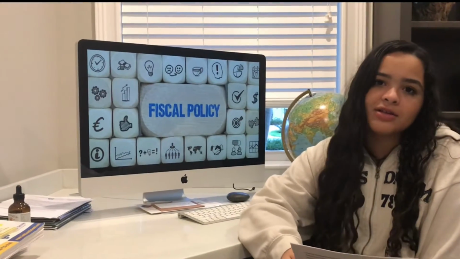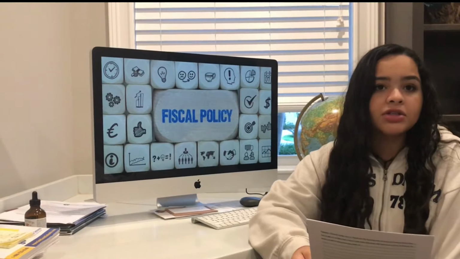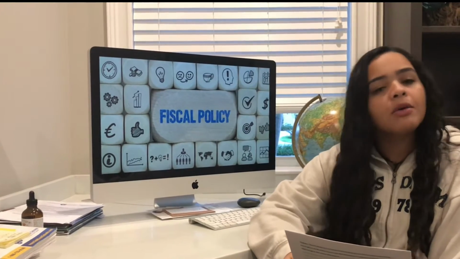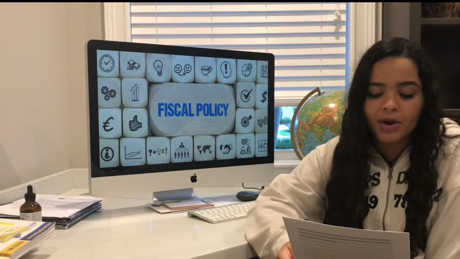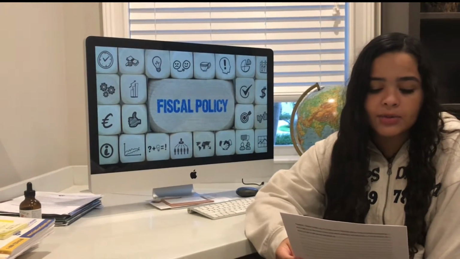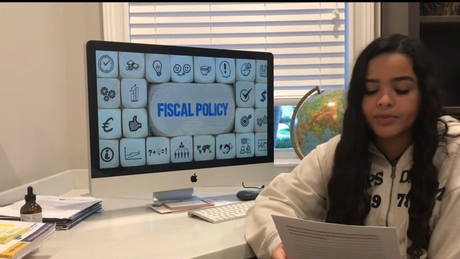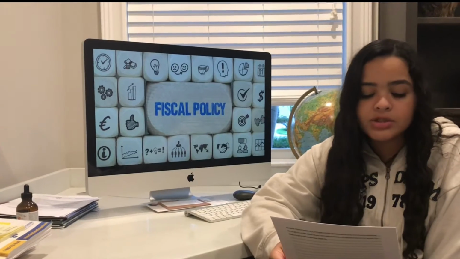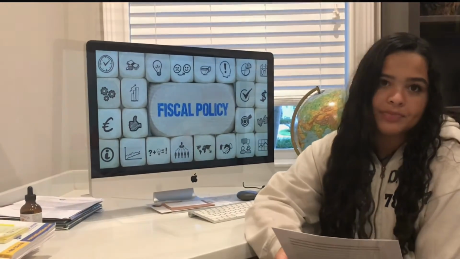To begin, let's start off with fiscal policy. Fiscal policy is used in order to shift the aggregate demand curve. Now, why would the government want to shift the aggregate demand curve, you may ask? This is primarily because it wants to either close the recessionary gap, which is created when aggregate output falls below potential output, or an inflationary gap, which is created when aggregate output exceeds potential output.